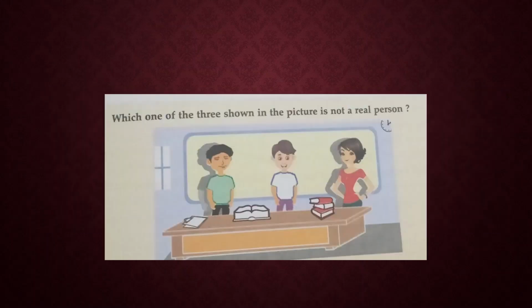First of all, which of the three shown in the picture is not a real person? So you can see here there are three persons standing there. So who is not a real person here? Yes, the person standing in the middle is not a real person. As you can see, the other two persons standing on the sides have shadows, whereas the person in the middle does not have a shadow.